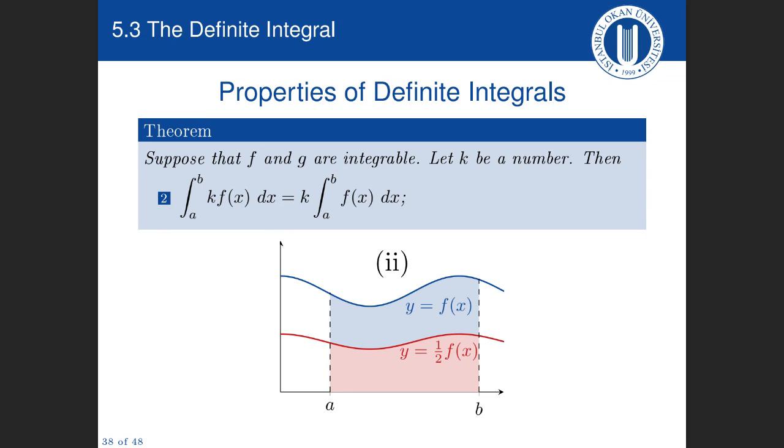Rule number 2 is like a constant multiple rule for definite integrals. If you have a number k inside an integral, you can always take it outside. We know that's true for limits. We know that that's true for derivatives. We know that's true for indefinite integrals. And now this theorem says this is also true for definite integrals.